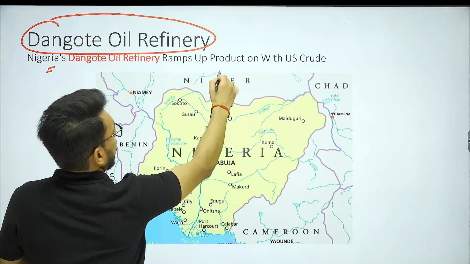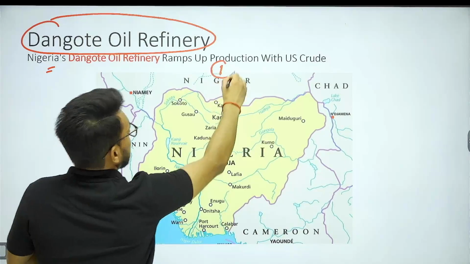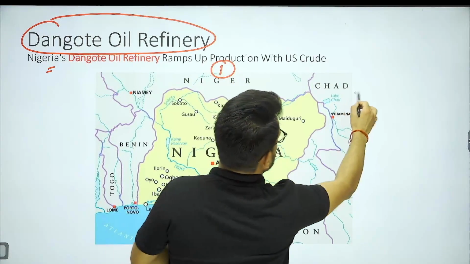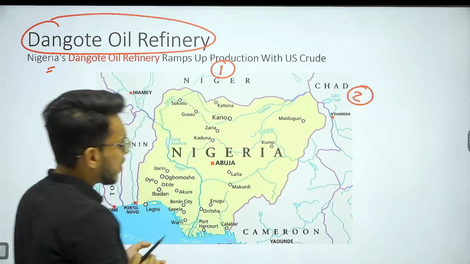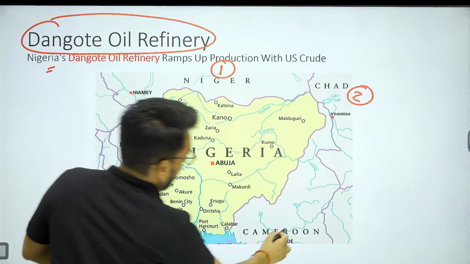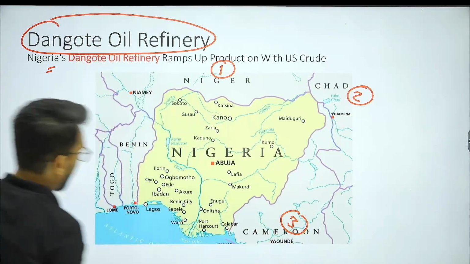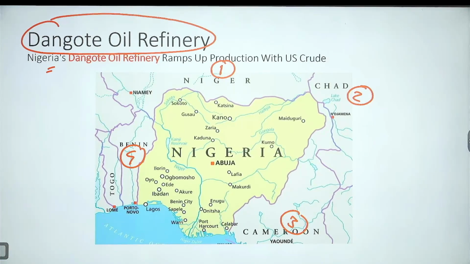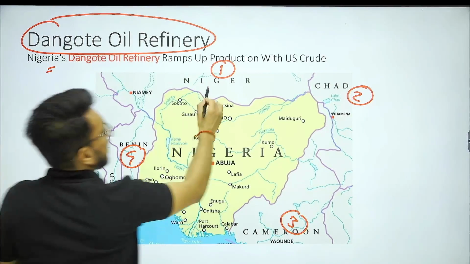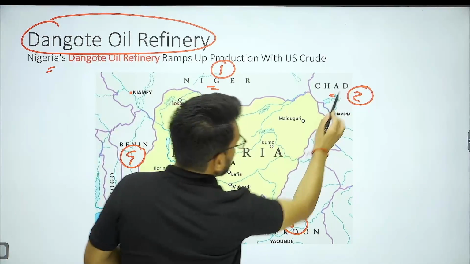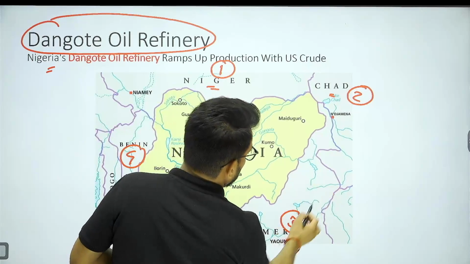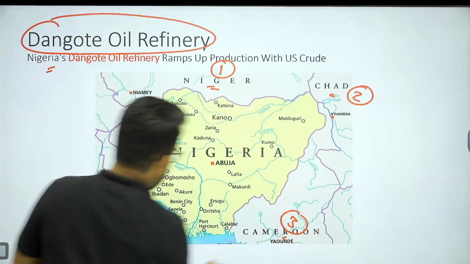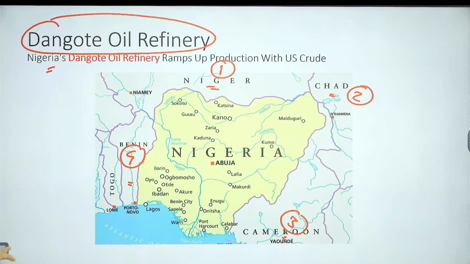Let's start with 12 o'clock. So number 1 we have Niger. Number 2 we have Chad. Number 3 we have Cameroon. Number 4 we have Benin. Okay, so these are the countries which border Nigeria. Again we'll see Niger. Then we have Chad. Then after that we have Cameroon. Then we have here Benin.